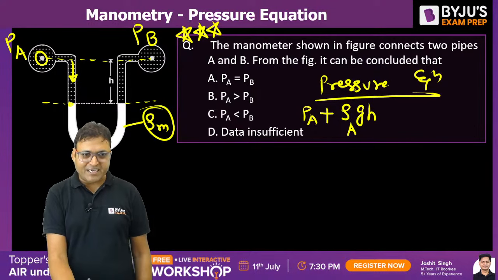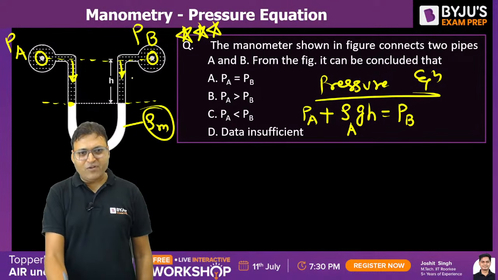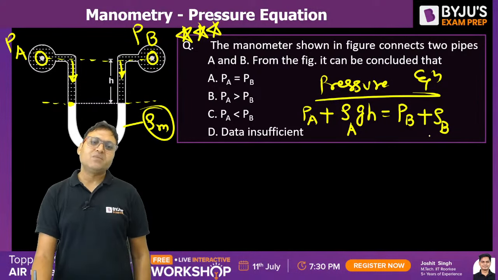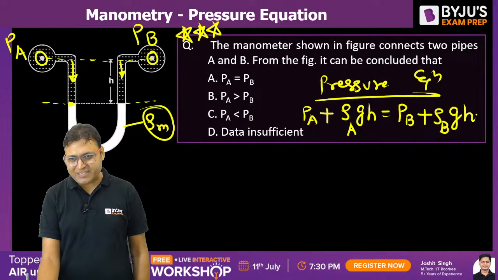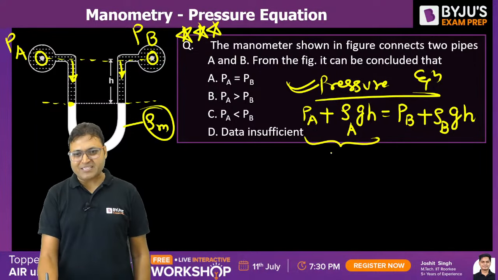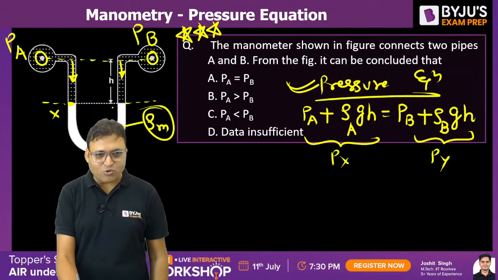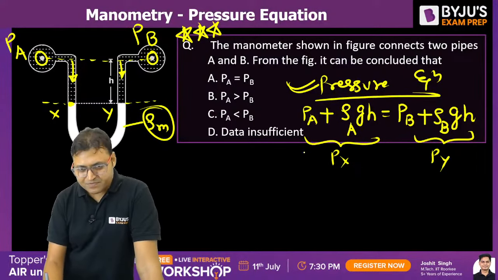We have reached here. This should be equal to, start from point B, pressure at point B is PB. We are traveling in downward direction, so plus. Now we are traveling in another fluid, because another pipe, another fluid. Rho B into g into same depth we are traveling. This is our pressure equation. The pressure at X will be equal to pressure at Y according to Pascal law.